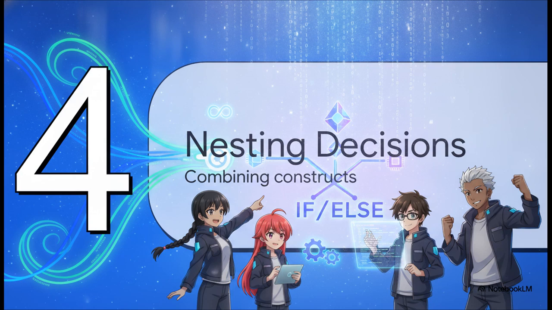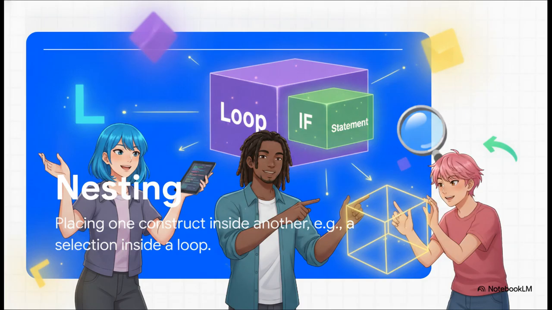Section 4. Nesting decisions inside loops. Combining the building blocks. All right, it's time to level up. This is where real programming magic happens. We're talking about nesting. Nesting is simply placing one programming construct inside another one, like putting a selection, an if statement, directly inside an iteration, a loop. This means that every single time the loop repeats, it can dynamically evaluate a choice.